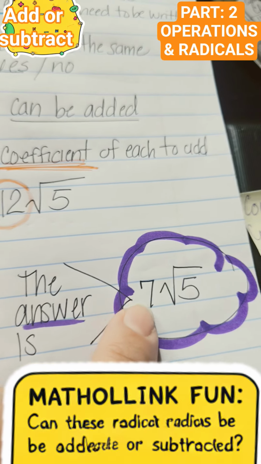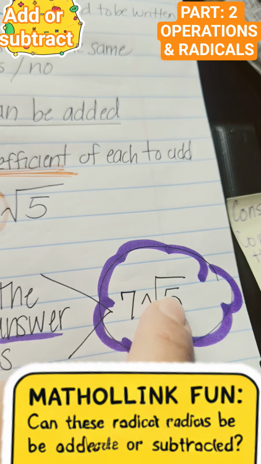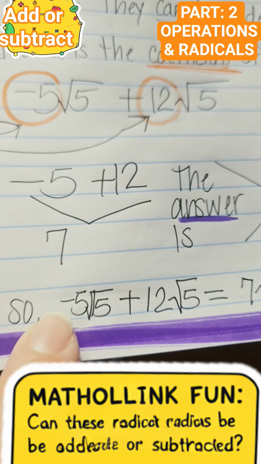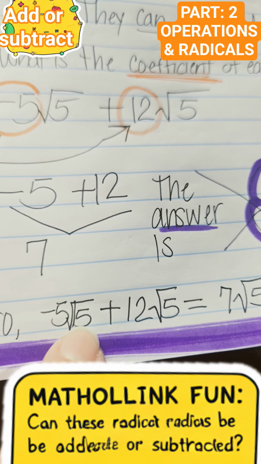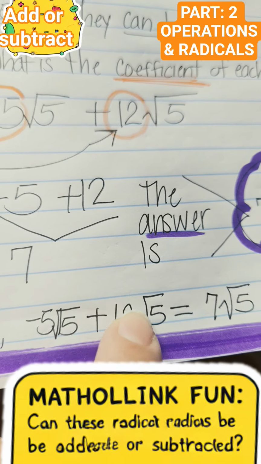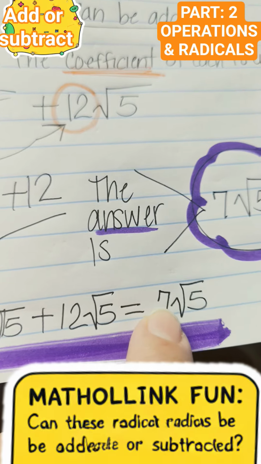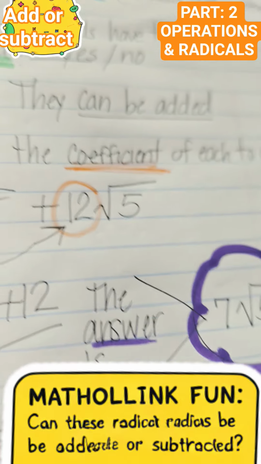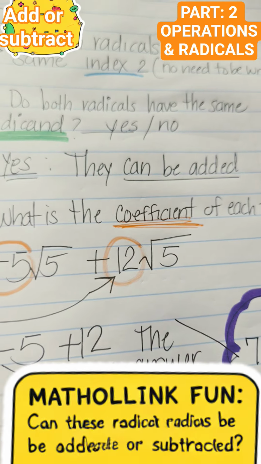So the answer is 7, and then the radical, and 5 as the radicand. So -5 with the radicand of 5 plus coefficient of 12 with the radicand of 5 equals 7 with a radicand of 5. This is the answer. This is how we solve this problem.